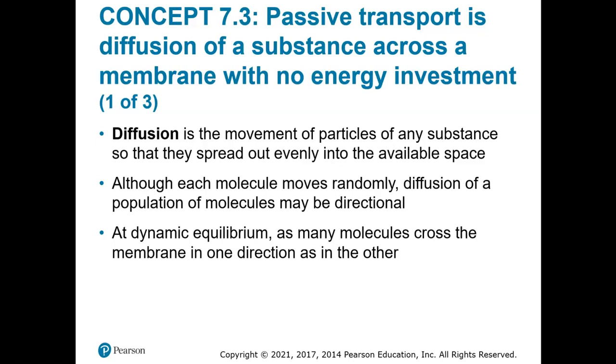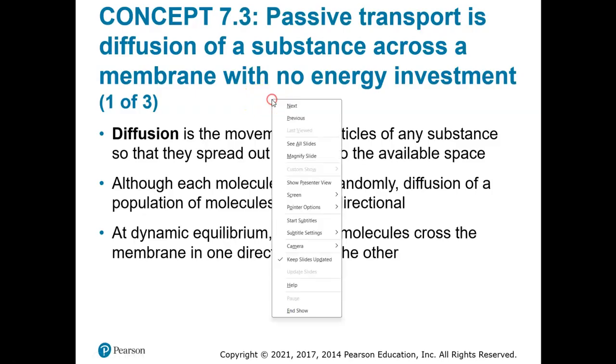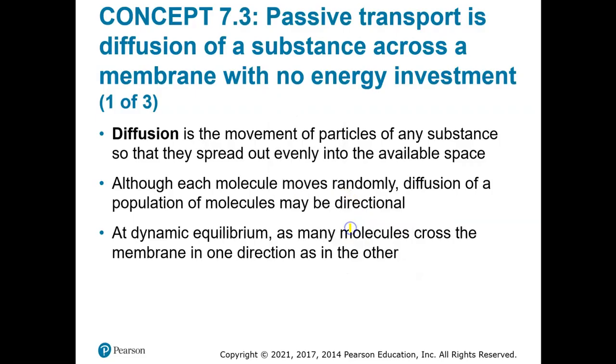Diffusion is a type of passive transport. So the molecules that diffuse directly through the phospholipid bilayer are the ones like oxygen and carbon dioxide that are nonpolar and they are small. So diffusion is the movement of particles so that they spread out evenly into the available space.